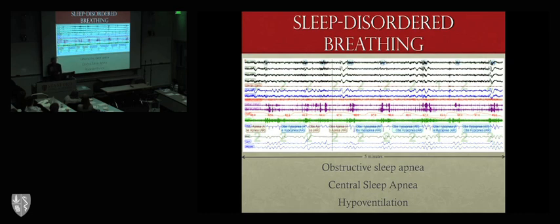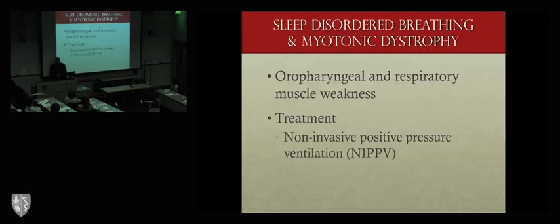And so sleep disordered breathing in myotonic dystrophy can be actual collapse of the airway. It can be a condition called central sleep apnea, which I explain to patients is when the brain forgets to tell the diaphragm to move up and down. And then it can also just be a weakness, just not great excursion of the chest wall when you're sleeping. Hypoventilation is the fancy term there. So why is it? Well, it could be central, brain related, it could be weakness in the airway, and it could be respiratory muscle weakness.